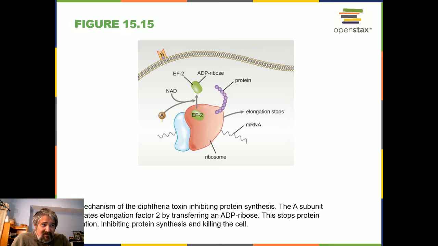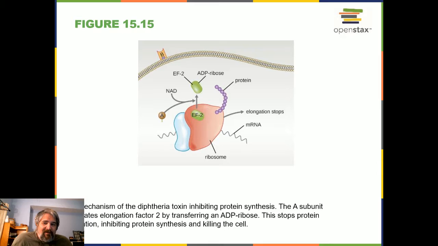Here's the mechanism of the diphtheria toxin. It inhibits protein synthesis. So the B binds out here. The A subunit inactivates elongation factor 2 by transferring an ADP ribose. This causes protein synthesis to stop and will kill the cell. So you're interfering here with the ribosome, with elongation factor 2 specifically.